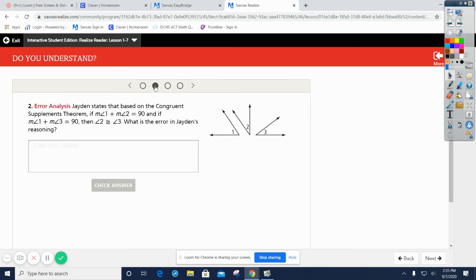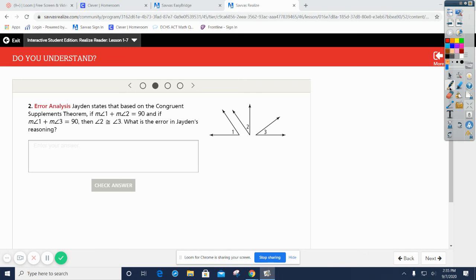Okay, let's look at the second circle here. It says, Jaden states that based on the congruent supplements theorem, if angle 1 plus angle 2 equals 90, and if angle 1 plus angle 3 equals 90, then angle 2 is congruent to angle 3. What is the error in Jaden's reasoning? If you look at that carefully, it looks good, because if angle 1 plus 2 is 90 and angle 1 plus 3 is 90, then you can mark out the angle 1s, and so angle 2 and angle 3 must be equal to each other.